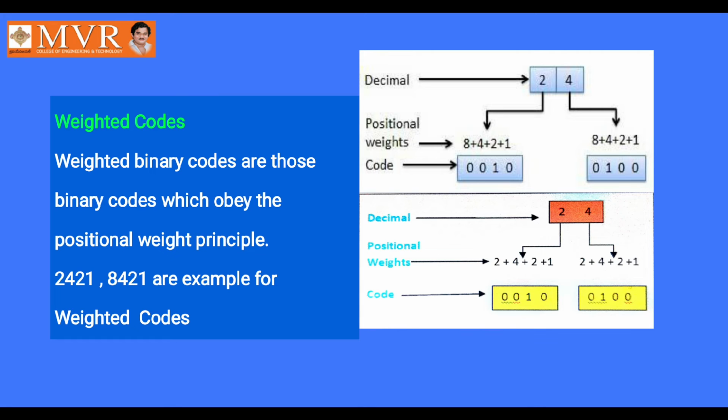Here a question may arise for you. Sir, in the 2421 code, why is that 1 placed only in the second position, and the remaining are 0?